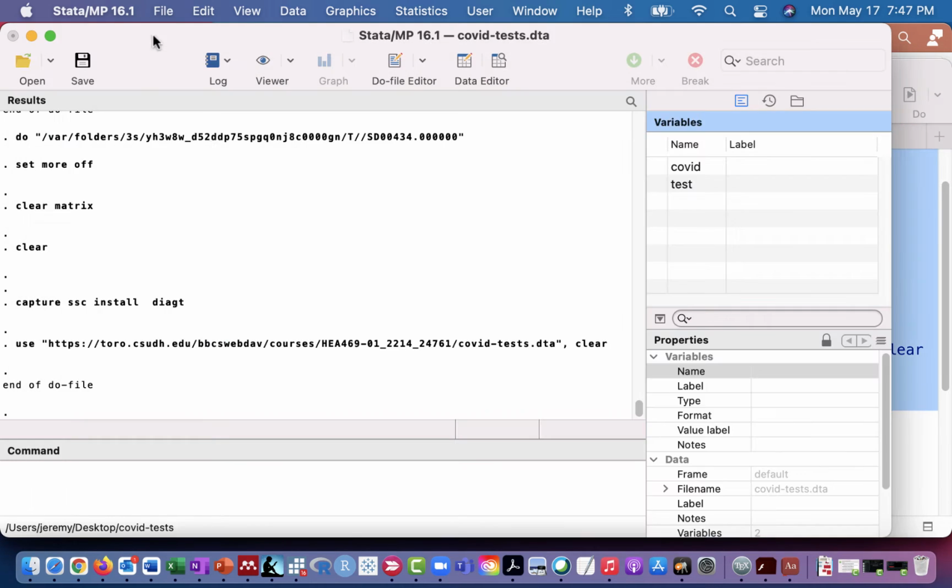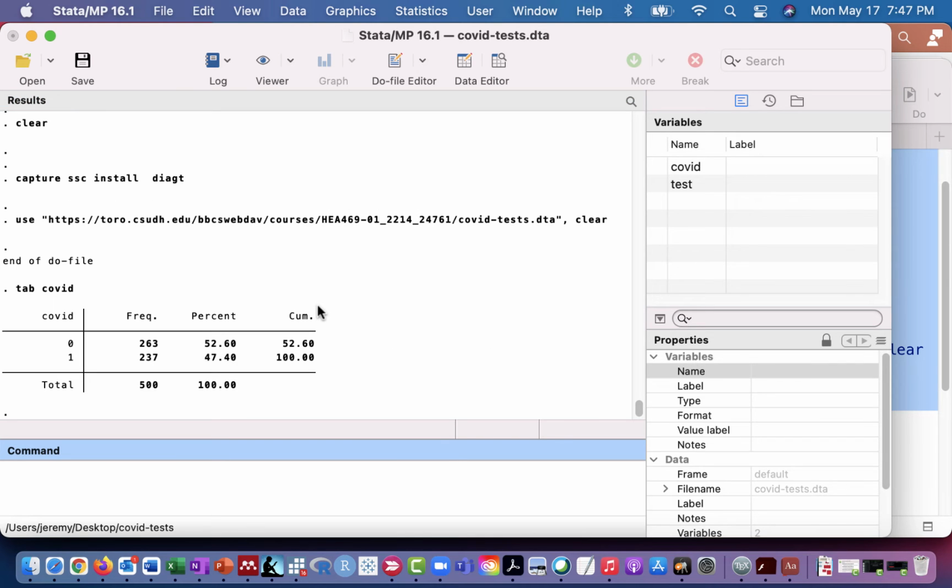I'm going to do this in a little more detail here. So tab, COVID. Okay, so how many people in the data were there? There were 500 people in the study. And then remember that 1 is always yes and 0 is always no. So COVID equal to 1, that means like yes, they have COVID. And then COVID equals to 0, that means no, they don't have COVID. So 263 people where COVID equals 0 did not have COVID. 237 people, COVID equals 1, yes, they had COVID.